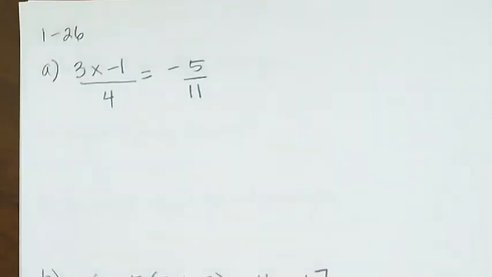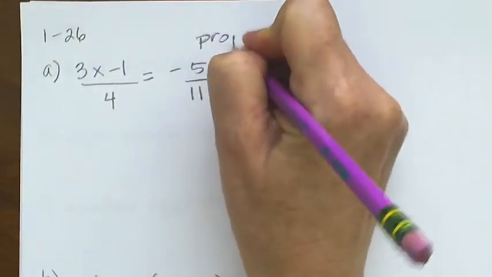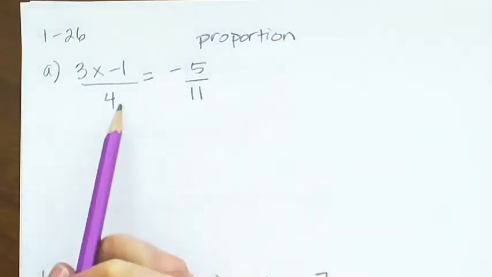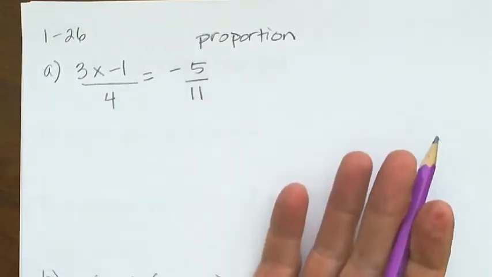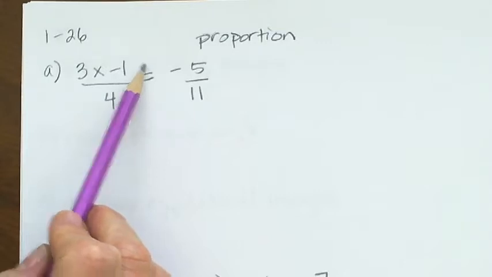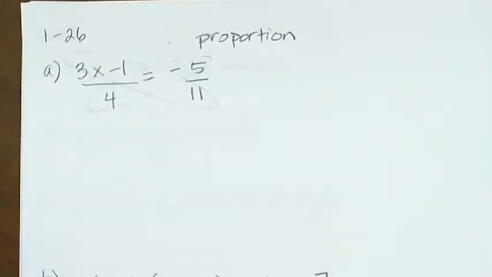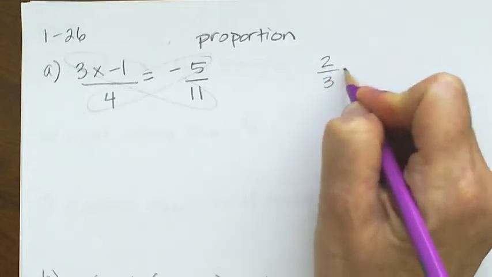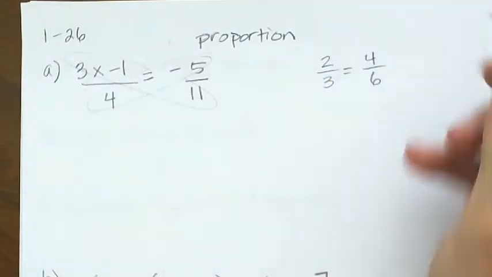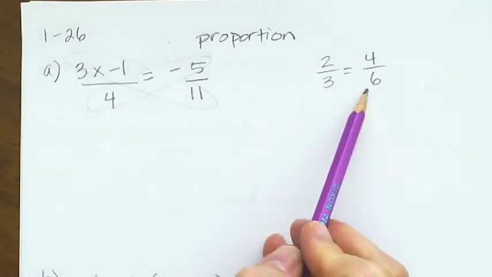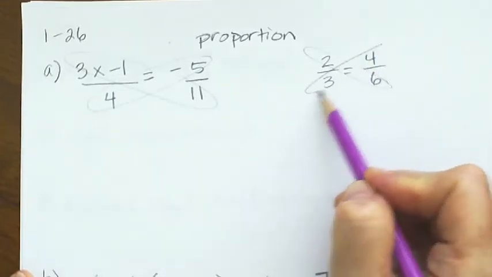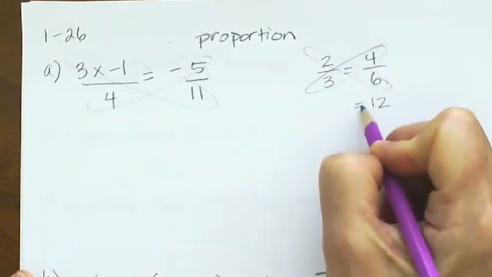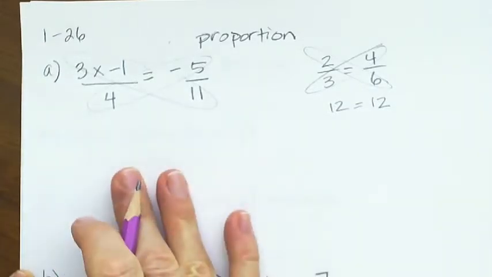We have a proportion. When you have two ratios that are set equal to each other, those create a proportion, and we're going to solve. There's several ways to solve this, but most people know that the cross products in a proportion are equal. If you had something like 2/3, which is the same as 4/6, if I were to multiply the cross products, they would be equal. So you're using that fact to solve for x.